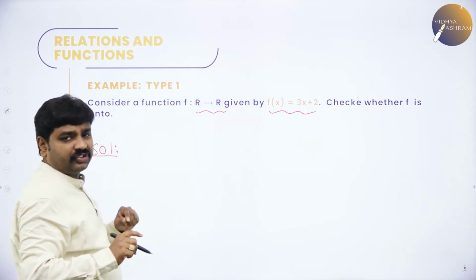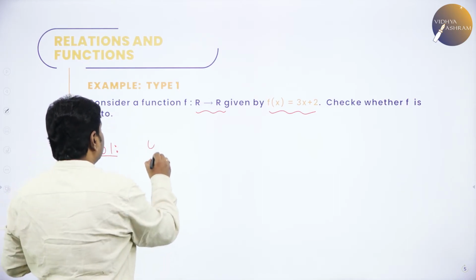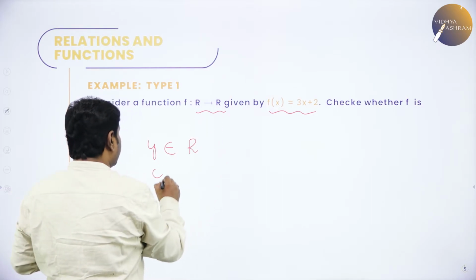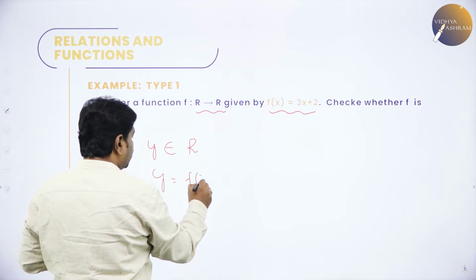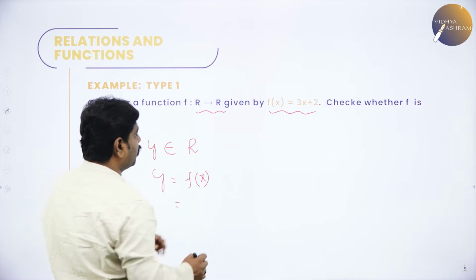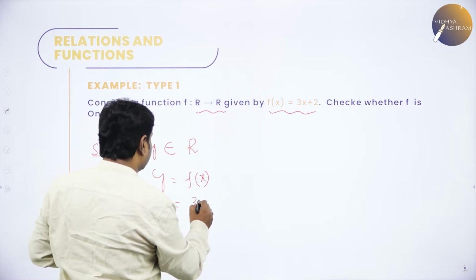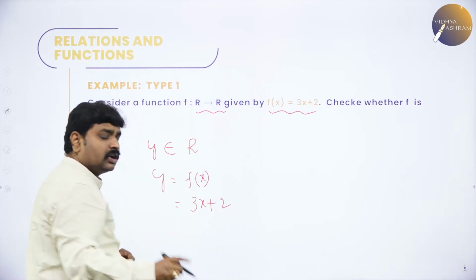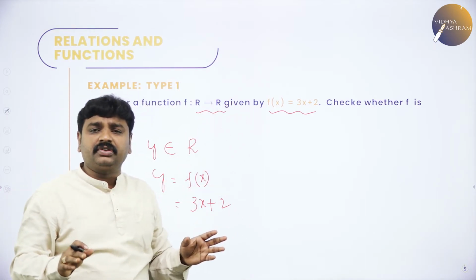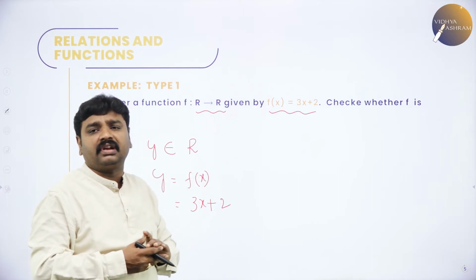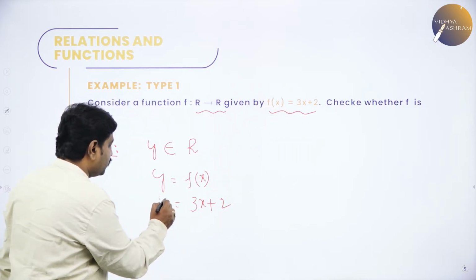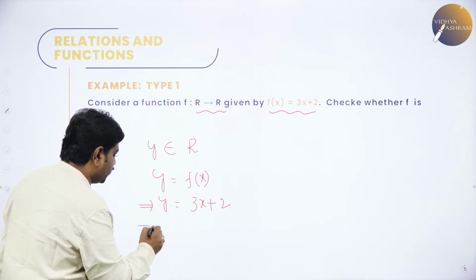And how to prove this mathematically? I will take y. Y belongs to codomain. What is the codomain? R. Then assume y is equal to f of x. And what is f of x given in the problem? 3x plus 2. Look how easy this chapter is: the formula you get from the question itself. So this is the easiest chapter because if you want the formula, the formula will be given in the problem itself. What is f of x? 3x plus 2, substitute. Now, from this, get x.